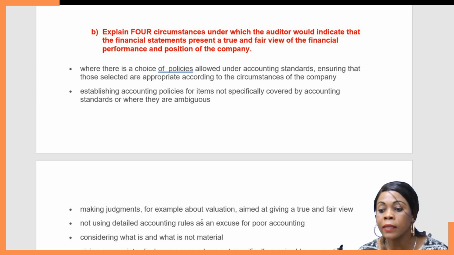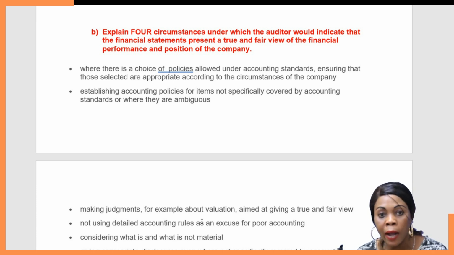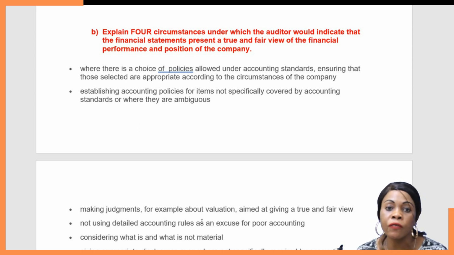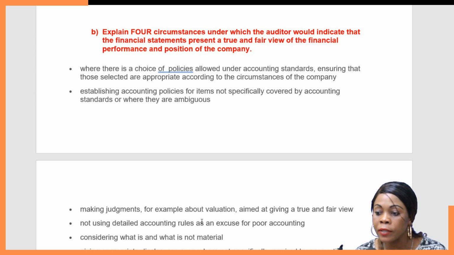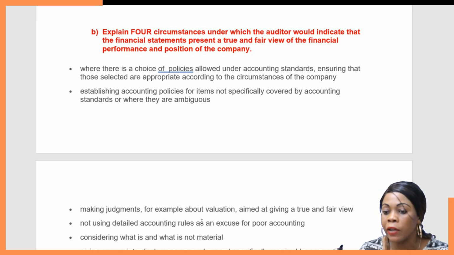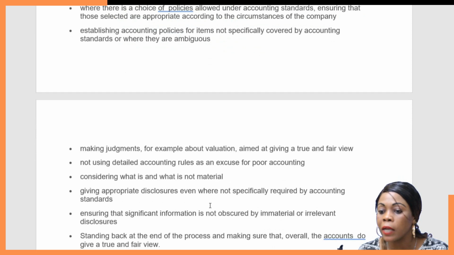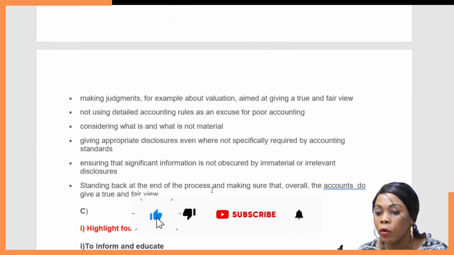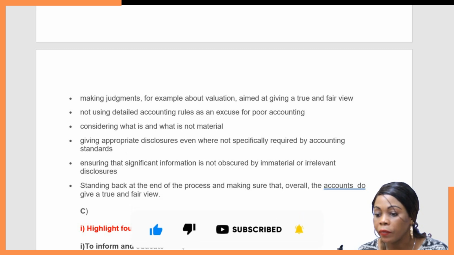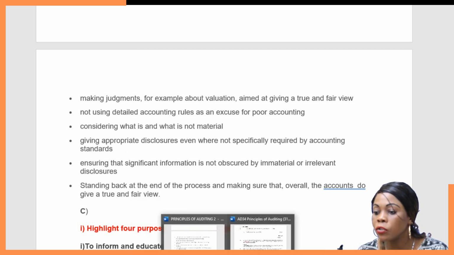Another circumstance is not using detailed accounting rules as an excuse for poor accounting work. Another circumstance is considering what is and what is not material. Okay, I think those are 4 circumstances. I've given you more than 4. You can revise on your own. Let's go to the next question.